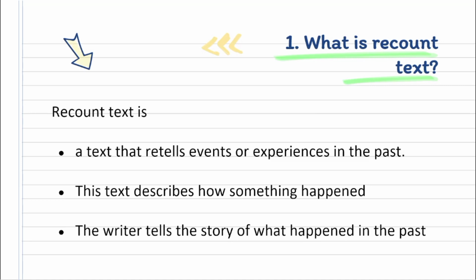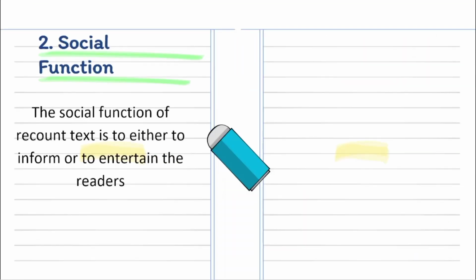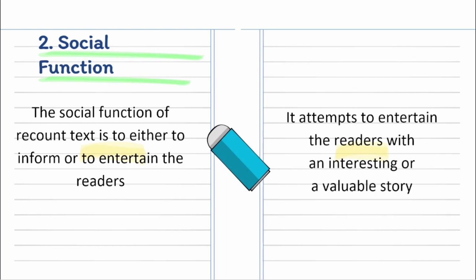So that's recount text. The social function or the purpose. The social function of the recount text is either to inform or to entertain the readers. It attempts to entertain the readers with an interesting or a valuable story. So the writer thinks that the story is interesting or valuable. So the writer tells the story to the readers to entertain them. So that's the purpose, the social function of the recount text.